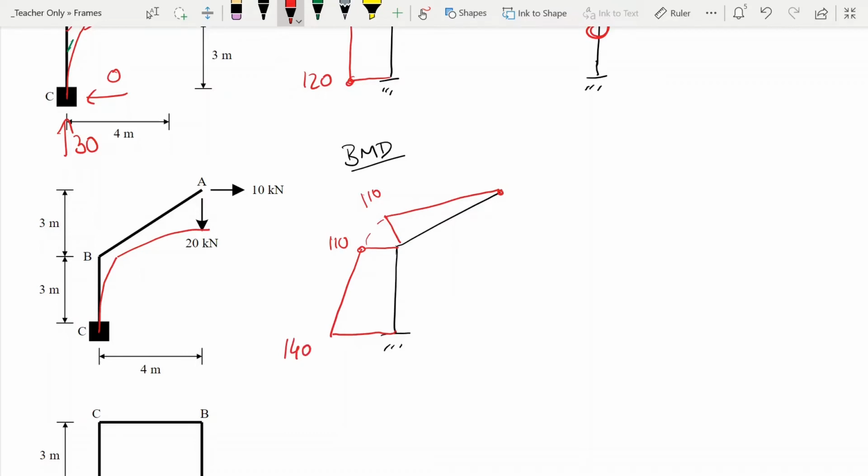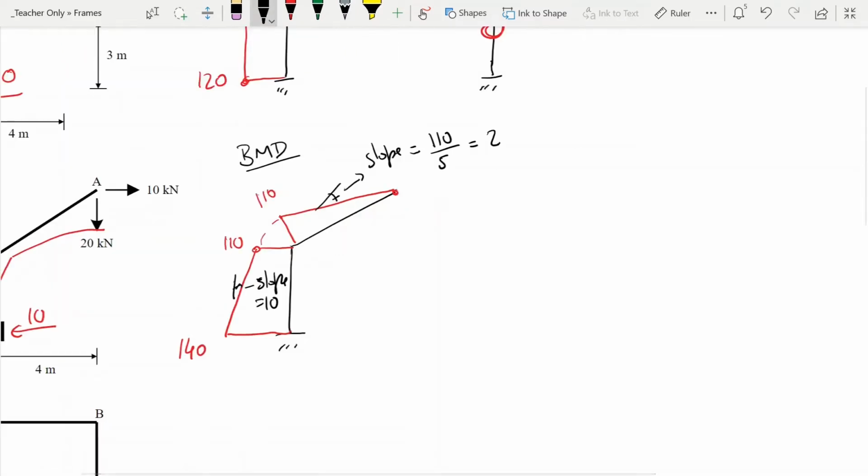Okay? This means that the slope here is going to be 10, right? It's 30 divided by 3. So the slope here is 10, which matches very well with this horizontal reaction that then will do the shear force in CB. The slope in this one is the same as the previous case, it is 110 divided by 5, which should give you 22. So then we know the 22 is the shear force in that bar.